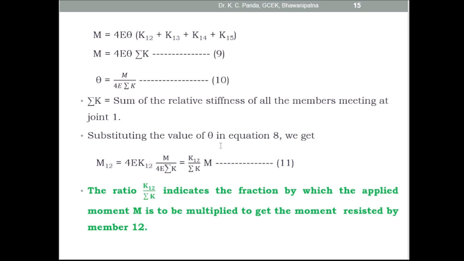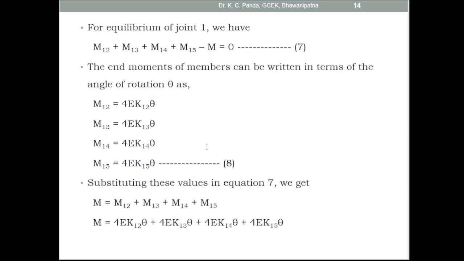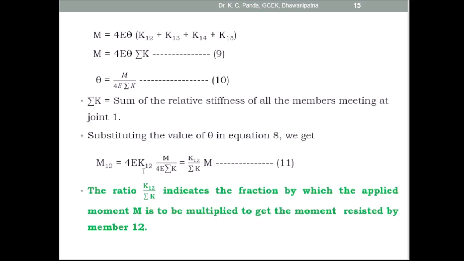Then substituting the value of theta in equation 8. So this is the value of theta from equation 10, and substitute in equation 8. This is equation 8: M12 is equal to 4E k12 theta, M13 is equal to 4E k13 theta, M14 is equal to 4E k14 theta, M15 is equal to 4E k15 theta. So here you put the value of theta. After putting the value of theta, M12 is equal to 4E k12 into M by 4E summation of k. Here 4E cancel each other. Then M12 is equal to k12 divided by summation of k into M. So this is equation 11.